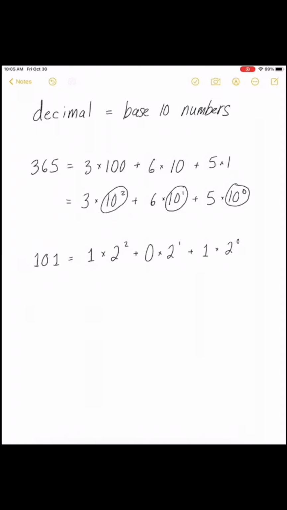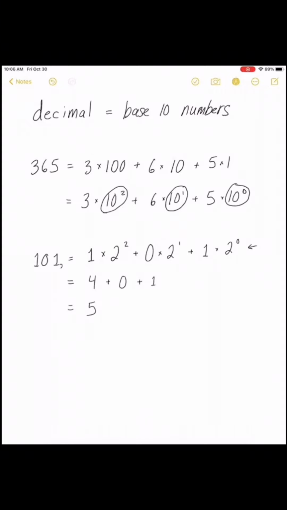So when I'm converting binary to decimal, I'm writing it out in terms of base 10 numbers because 2 is a base 10 number. So we can take this now and expand it, and we have 4 plus 0 plus 1, which equals 5 in base 10.